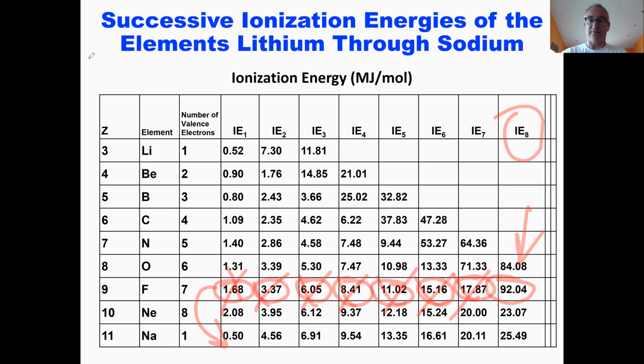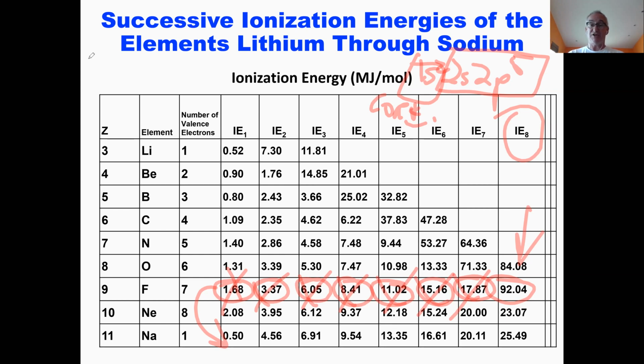Because when we look at fluorine, it's 1s2, 2s2, 2p5. So these are the 7 valence electrons that fluorine has, and these 2 are the core. So that's how we can sort of identify which electrons are core and which are valence, just based on how hard it is to take them away from the nucleus.